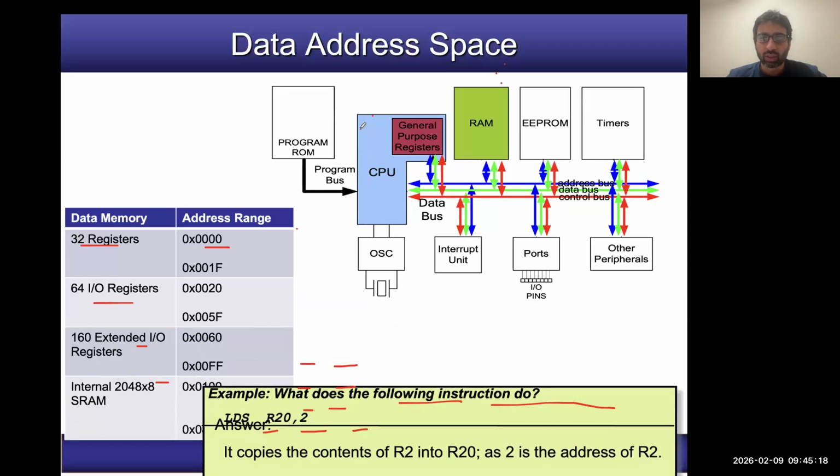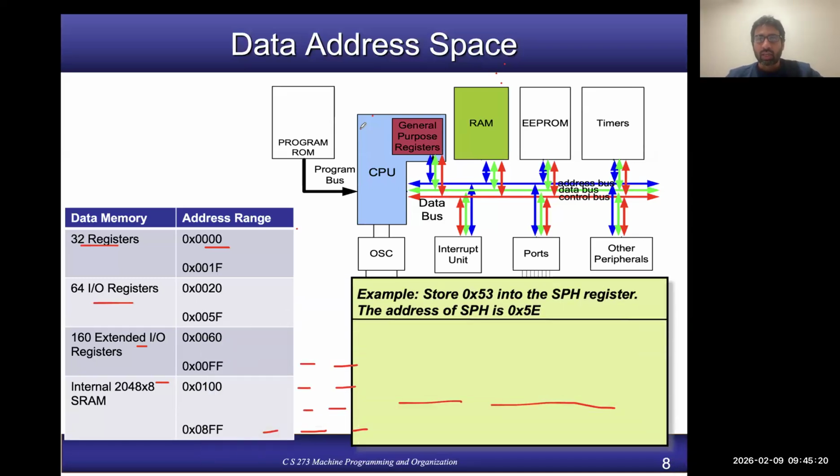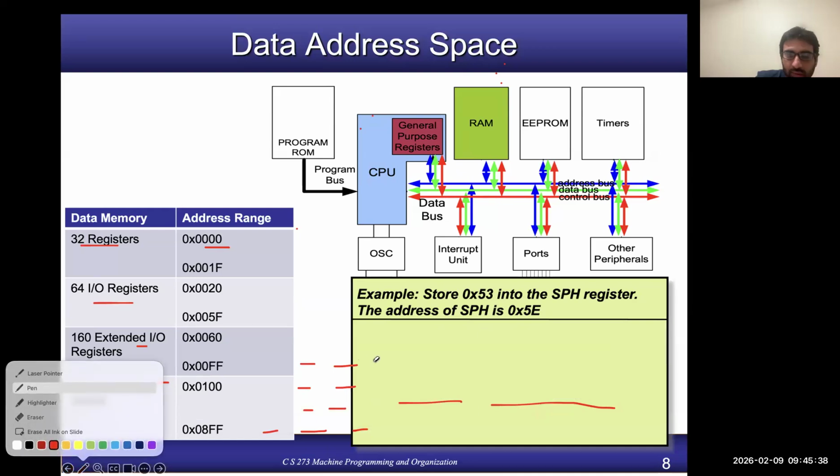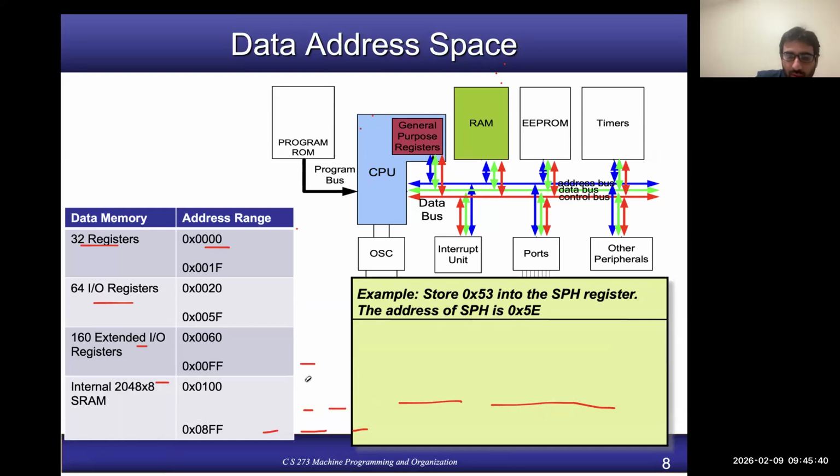Okay, I'm continuing then. Example: store 0x53 into the SPH register. The address of the SPH register is 0x5e. Go ahead and try to do this example. You have 30 seconds.